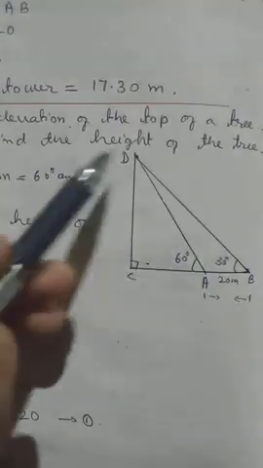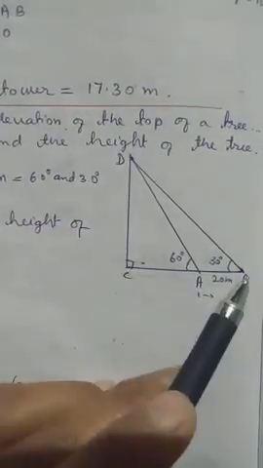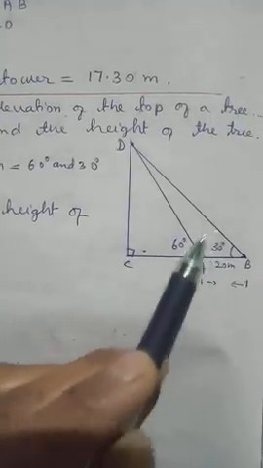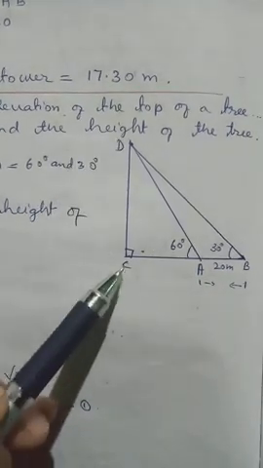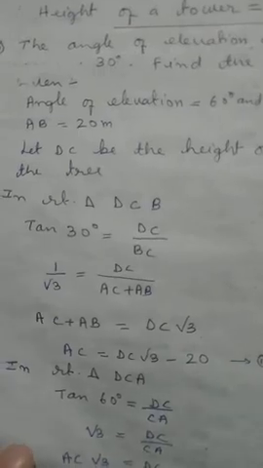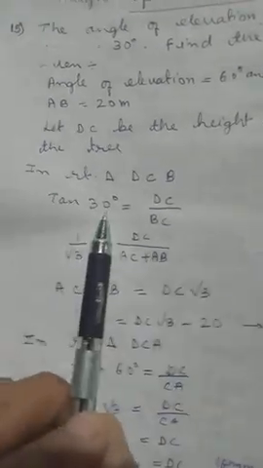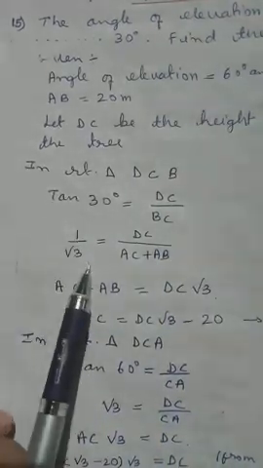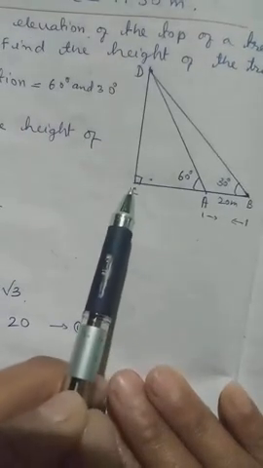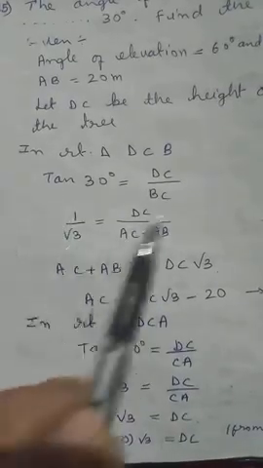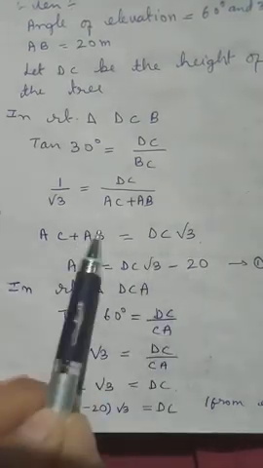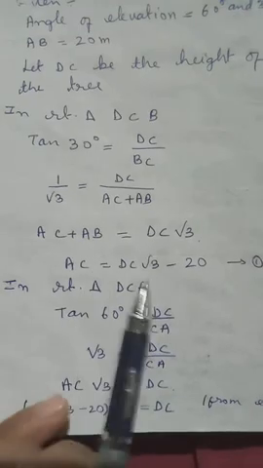We can use any triangle first. Let's take the big one first, DCB. If you take DCB, then it will be tan 30. Tan 30 degree will be DC by BC. DC we don't know. From the table we know tan 30 is 1 by root 3. BC we don't know, but if you look at the figure, we can break it into CA plus AB. So we cross multiply this one. Because AB we already know, it plus, we take that side, become minus. AB we have 20. We cannot do anything, leave it there.